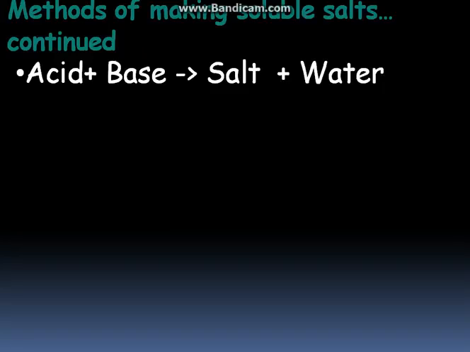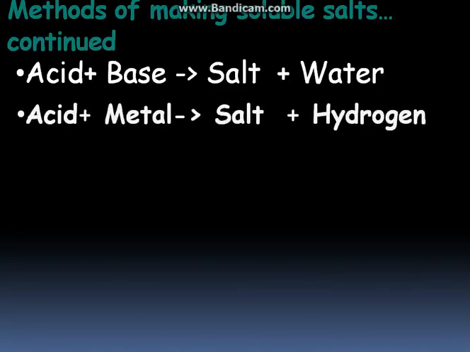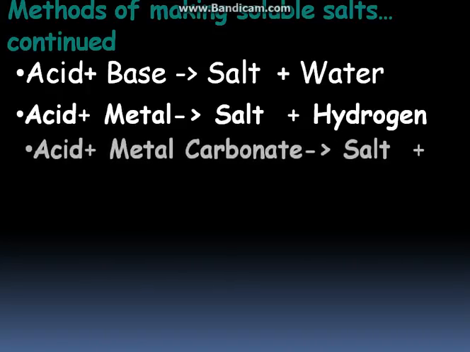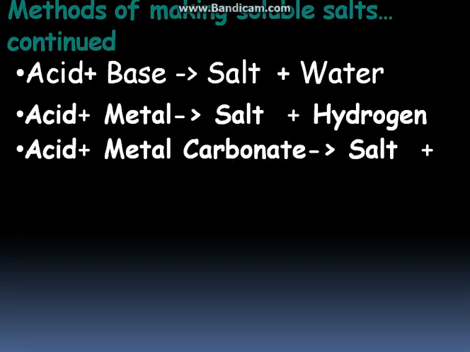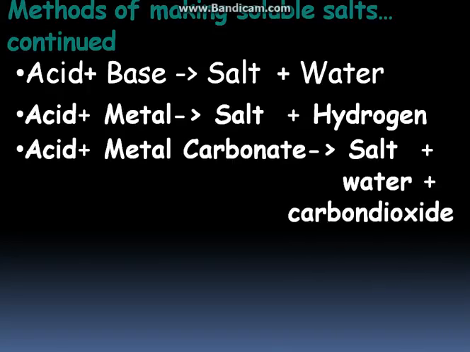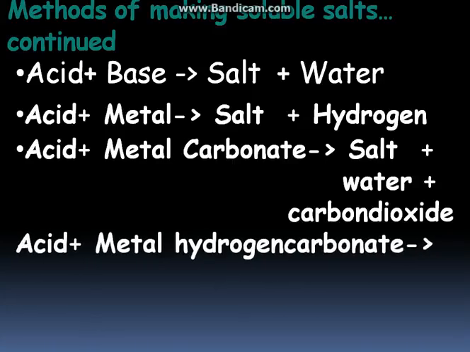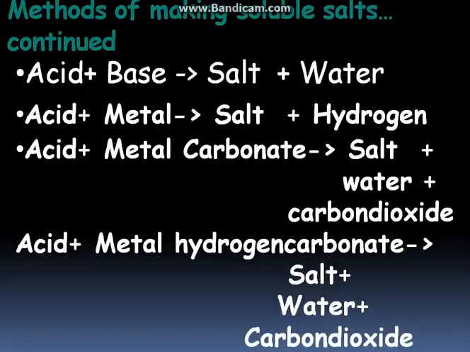Acid plus base gives you salt plus water. Acid plus metal gives you salt plus hydrogen. Acid plus metal carbonate gives you salt plus water plus carbon dioxide gas. An acid plus metal hydrogen carbonate gives you a salt, water and again carbon dioxide gas. So if you see, the products of the reaction of an acid with a metal carbonate and an acid with a metal hydrogen carbonate are the same.